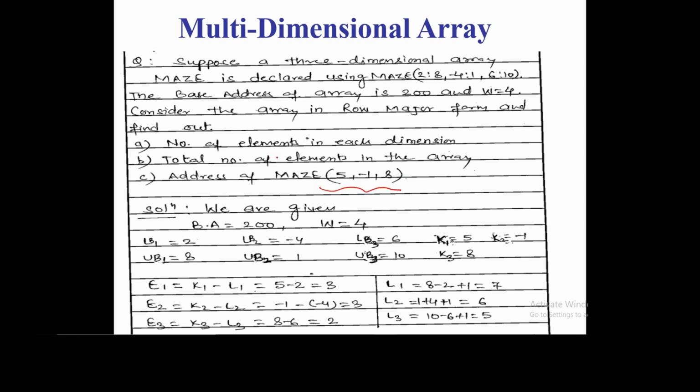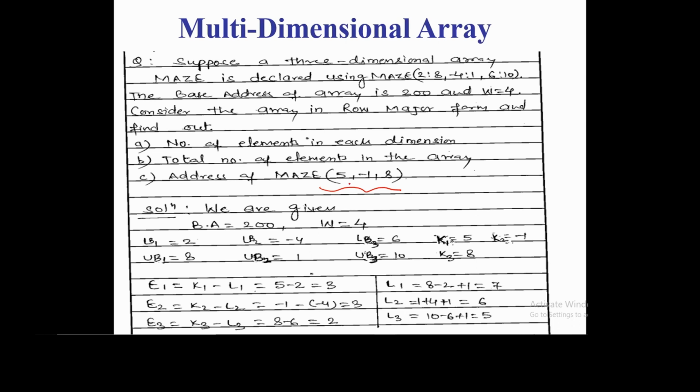First of all, what are the things given to us? We are given the base address, which is 200, and the word size, which is 4. LB1 is 2, LB2 is -4, LB3 lower bound is 6, UB1 is 8, UB2 is 1, UB3 is 10.